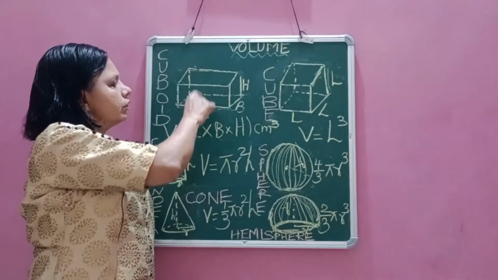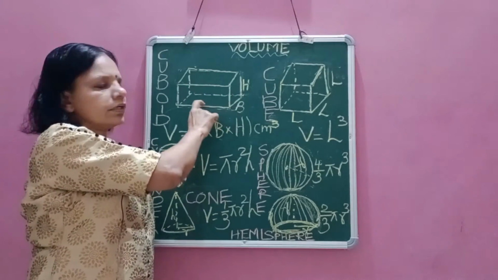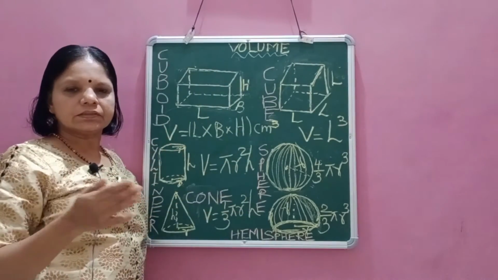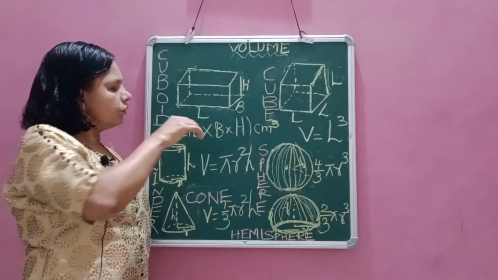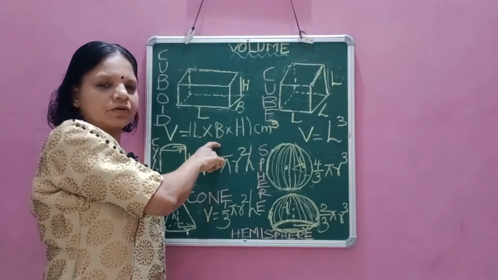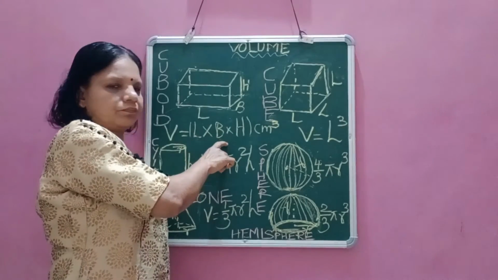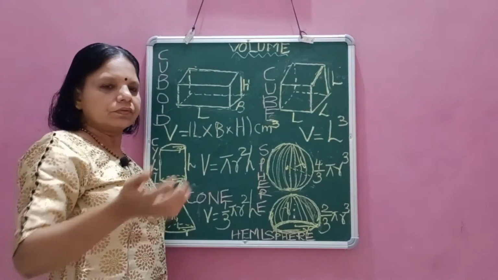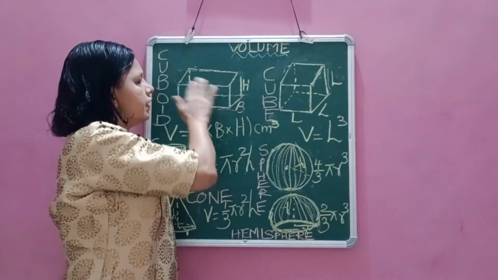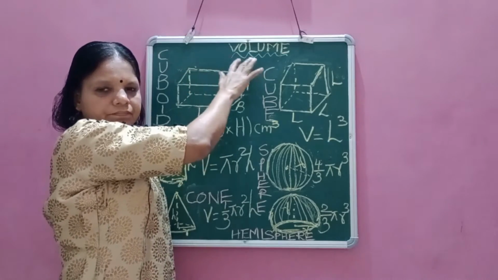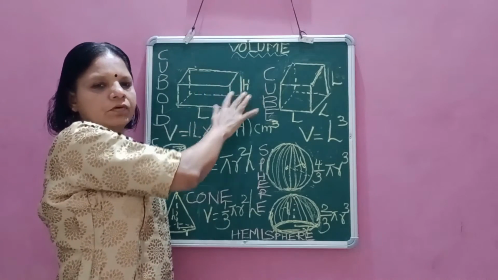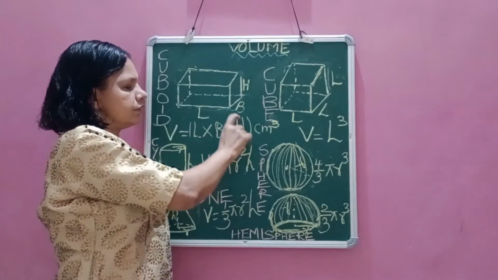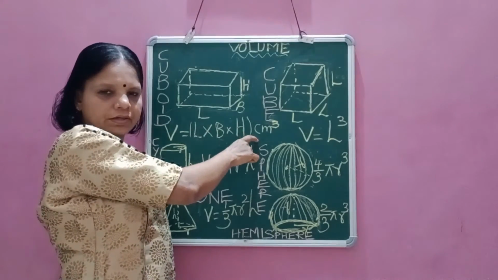Correct? So this rectangle, upper and lower face will have the same area. So what is the area of the lower face? L into B. So when you come to the question of volume, then into H, that is this area H times. Then it will be the volume of the cuboid. So that is the formula, L into B into H. Understood the unit? Centimeter cube.